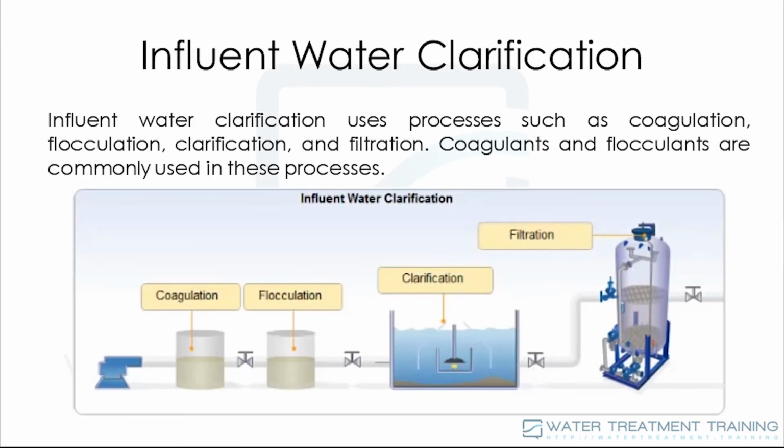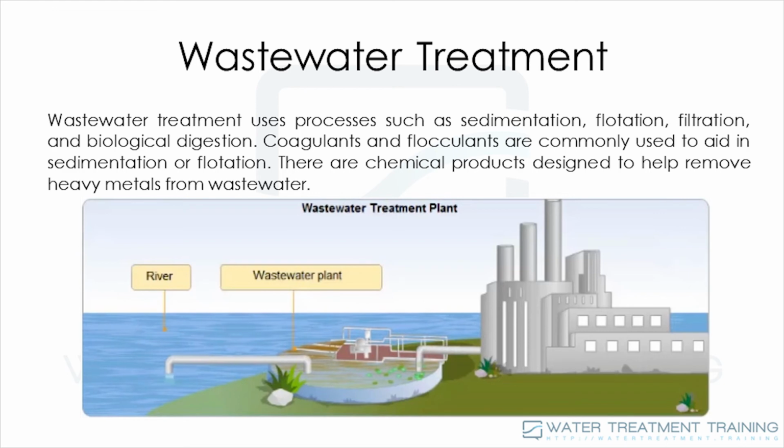Influent water clarification uses processes such as coagulation, flocculation, clarification, and filtration. Influent water clarification ensures that influent water meets purity requirements before it can be used in an industrial process. Coagulants and flocculants are commonly used to aid the clarification processes. Similarly, coagulant and flocculants are typically used to improve the efficiency of the sedimentation and flotation processes. Wastewater treatment also commonly involves removal of heavy metals carried out by using chemical products.